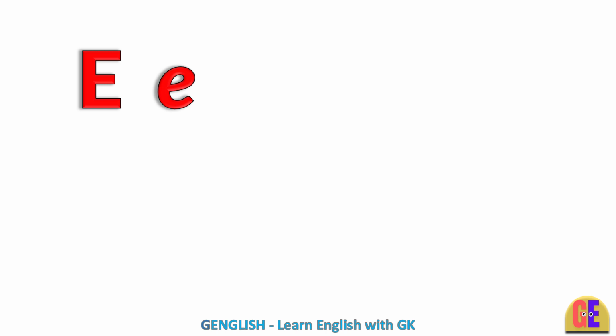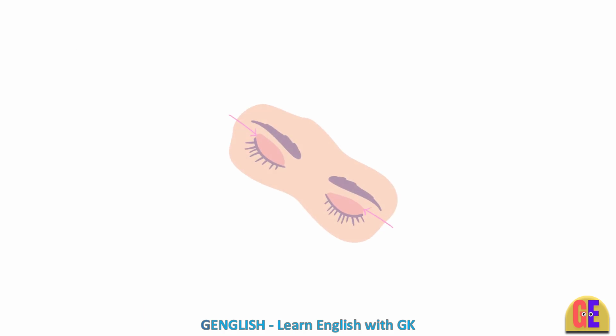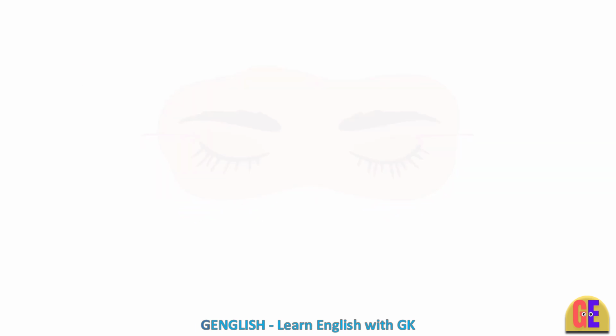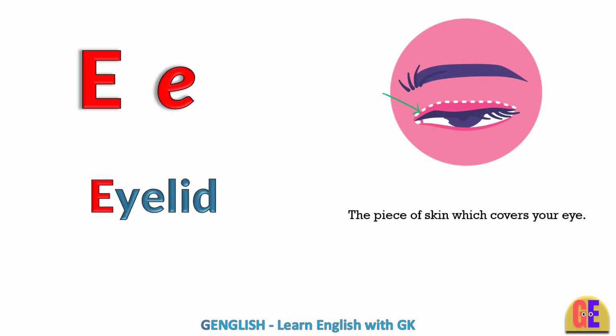Eye. E for eye, the part of your body you see with. Eyelid. E for eyelid, the piece of skin which covers your eye.